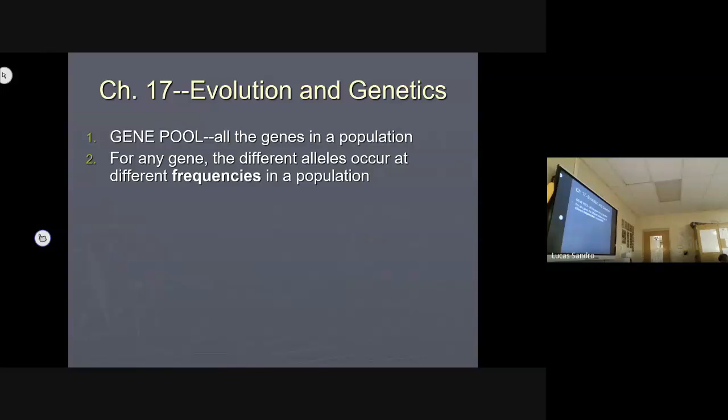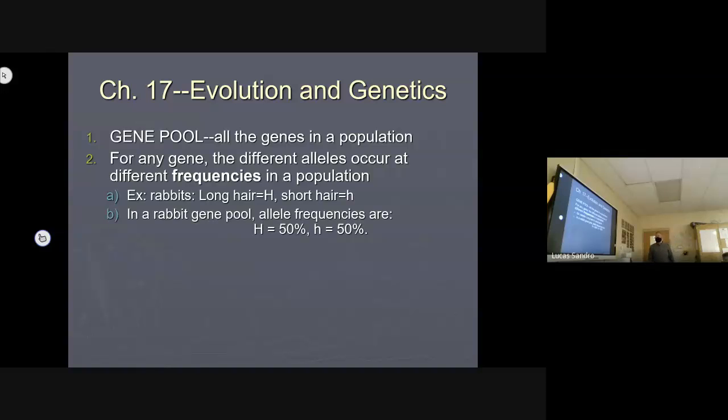And so, not to beat the rabbit example to death, but let's say it's as simple as long hair is dominant to short hair in rabbits. And let's say that those allele frequencies in a particular rabbit population are at 50-50, that it's 50% big H, 50% little h. Can you tell me anything about what that rabbit population looks like?